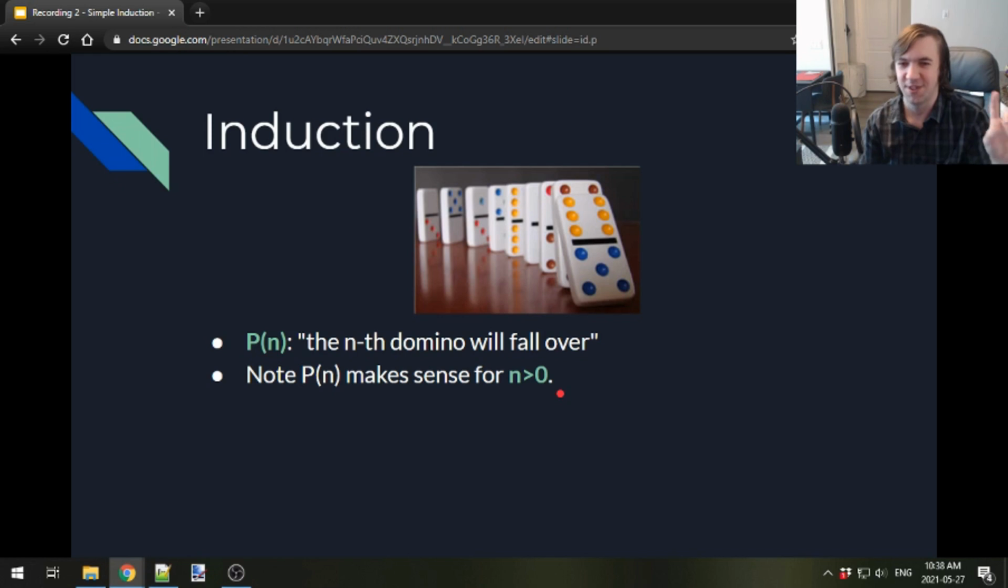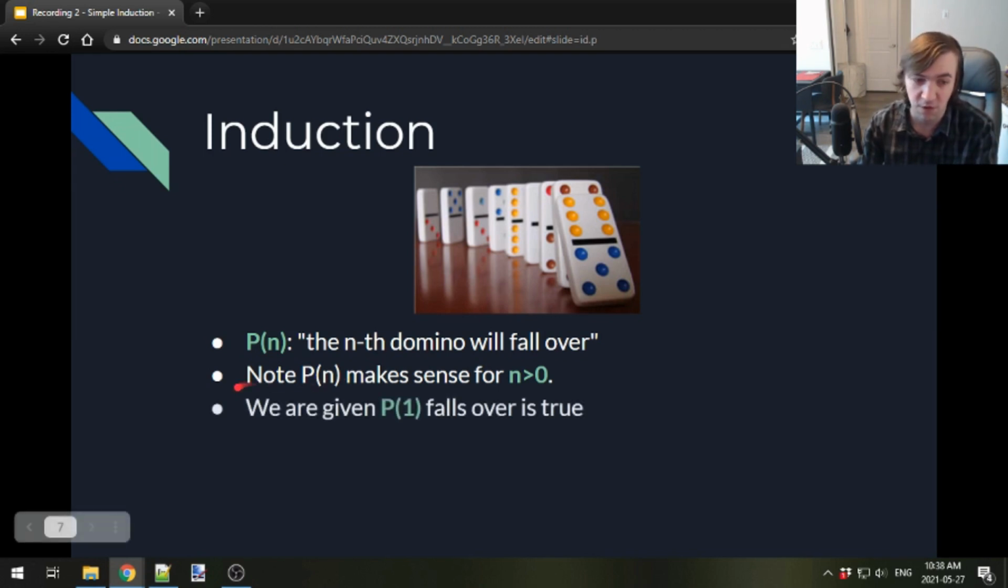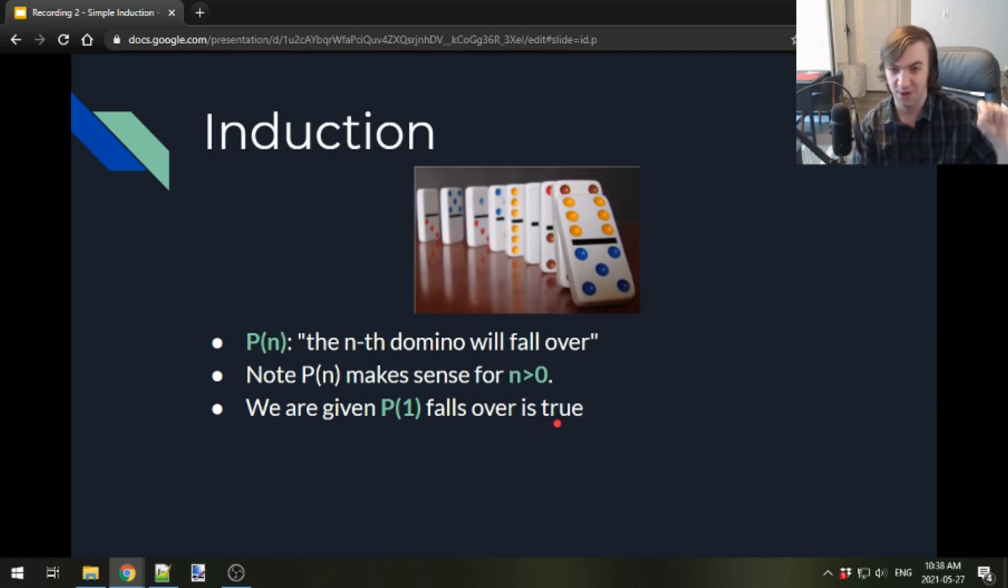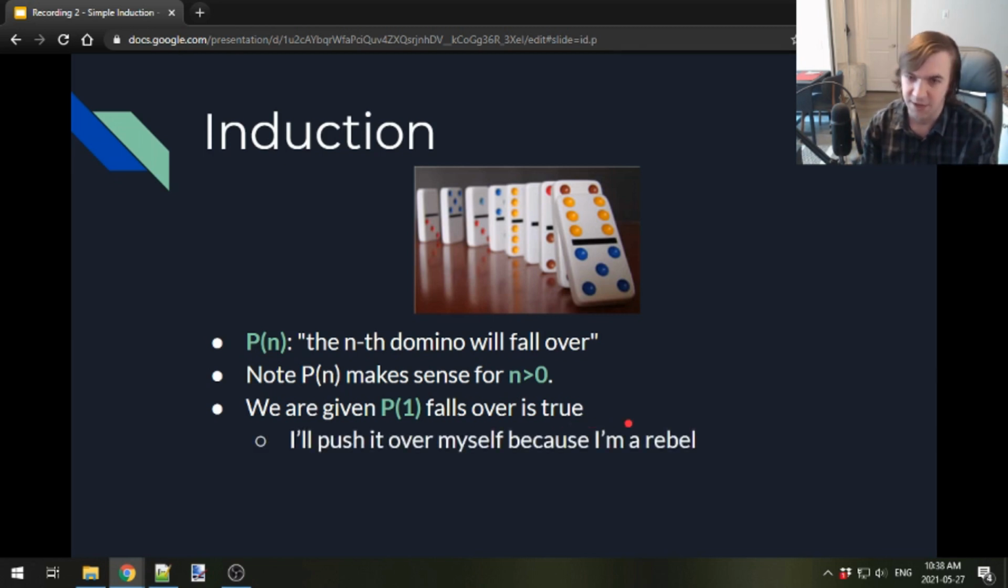We'll say the first domino is number 1, and the next is number 2, and so on and so forth. So "the first domino will fall over" is a statement that makes sense. "The second domino will fall over" is a statement that makes sense. Can we show that this is the case for all of them? Well, I'm going to knock over the first one specifically for you. P(1), the first domino falls over, is going to be true just by the nature of my pushing it myself. So clearly the first domino will fall over. I'm going to push it. Well, yeah, because I'm a rebel.